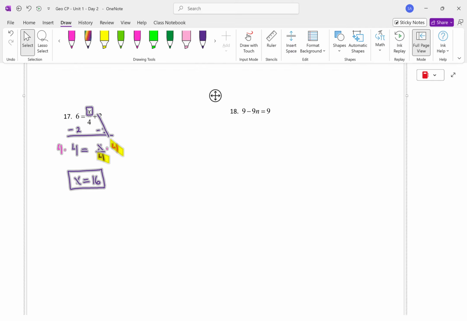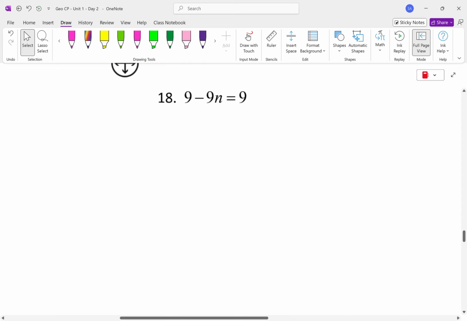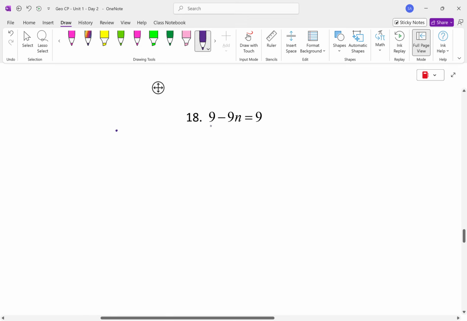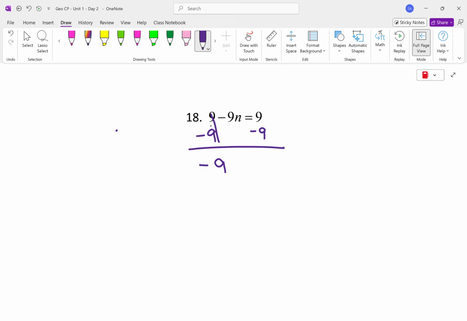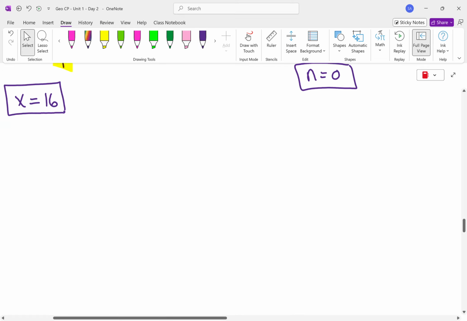Perfect. All right, guys. So I tried to trick you all. And here we have that this 9 is positive. So to move it to the other side, we want to subtract that 9. So we get negative 9n is equal to 0, and now divide by negative 9. 0 divided by anything is 0.